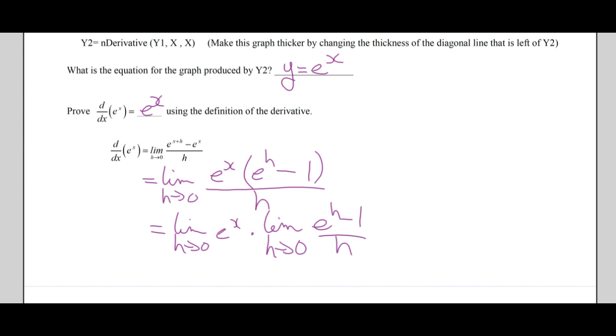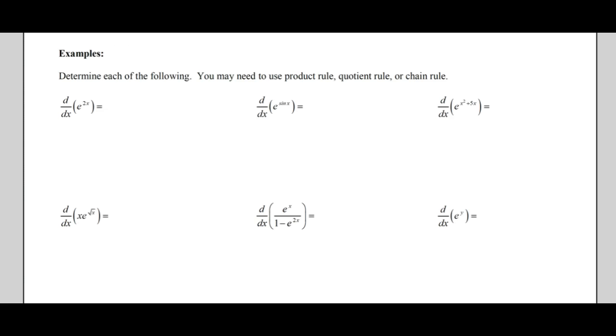Now, what's the limit as h approaches 0 of e to the x? Just e to the x, right? There's no h in there. So e to the x times, and what's the limit as h approaches 0 of e to the h minus 1 over h? 1. So there you go. There's your proof, right? That's equal to e to the x. This is just first principles, right? In first principles, it's always f of x plus h minus f of x over h. Cool. There's a function whose derivative is itself.